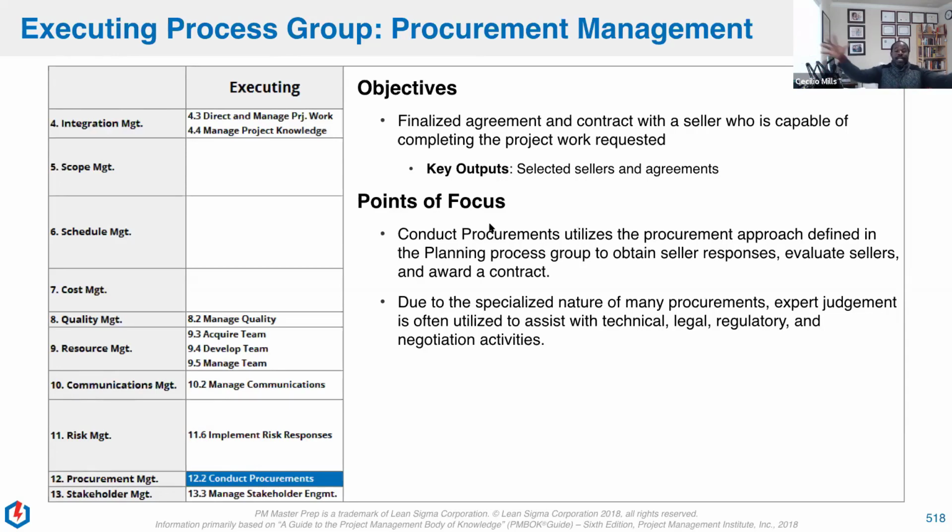Now that we're conducting procurements, this is where we want to receive the responses back from people, the proposals. And then we want to use proposal evaluation techniques, select a seller, and then award a contract. And there's 3 steps because you may select a seller, but you might not negotiate to terms, and then you move on to the next one. So that's why there's separate outputs for PMI: selected sellers, and then agreements or contracts.